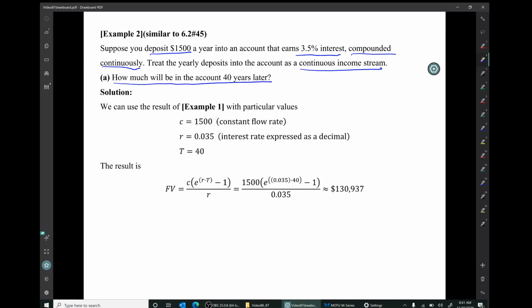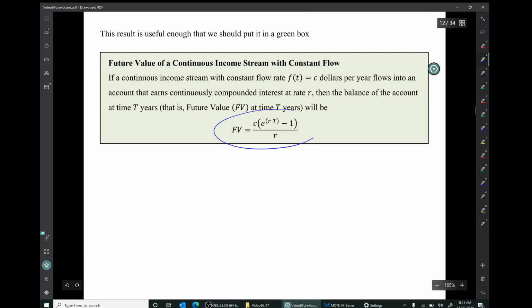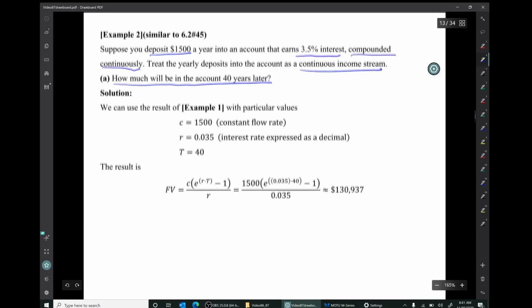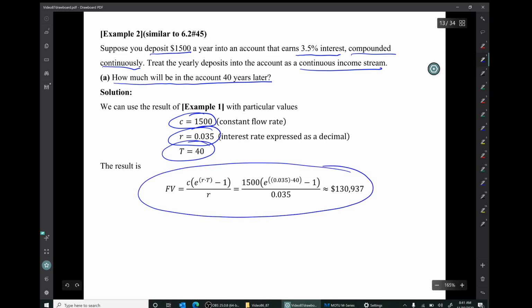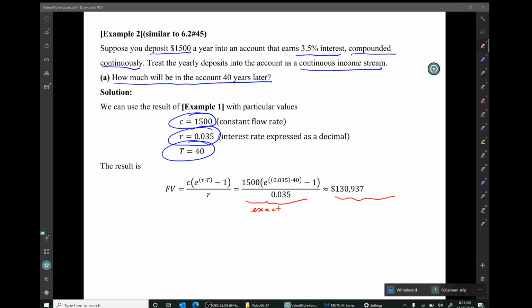Well, we can use the result of example 1, this expression. With these particular values, the value of little c is 1,500, that's the constant flow rate. The value of little r is 0.035, that's the interest rate expressed as a decimal. And the total time elapsed is capital T, 40 years. The result is here. Here's the exact answer. And here's an approximate answer, rounded to the nearest dollar.